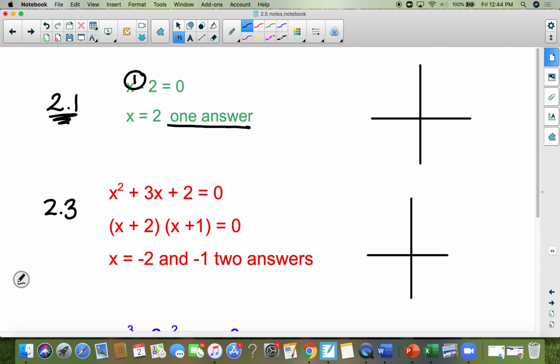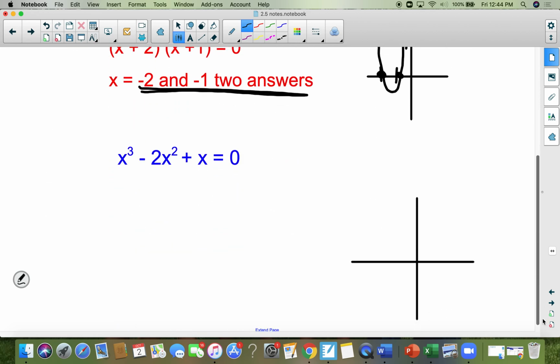quadratics. Quadratics is degree 2, and there are two answers because it's degree 2. I also graph them. X equals 2 is a vertical line, and there's only one answer because it's where it crosses the x-axis. That's what you're finding, where it crosses the x-axis. For this one, it crosses at a negative 2 and a negative 1, and it looks like that. We're not asking you to graph them today, I'm just telling you.